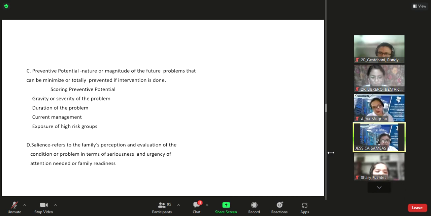So, may magagawa talaga. Now, kung magawa natin ito, can we prevent the said threat of cross-infection from happening? You decide. Okay? So, anong score na ibibigay natin? Now, for you to be guided with the scoring, may mga factors din that can affect the preventive potential.